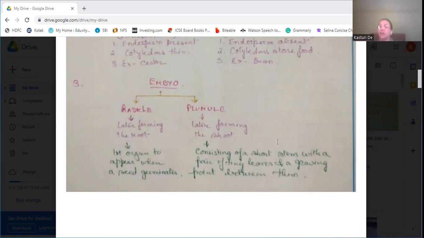It comes later, after the radicle, and it will have a short stem with two leaves and a growing point between them. These are the two leaves, this will be the stem, and like this it will look.